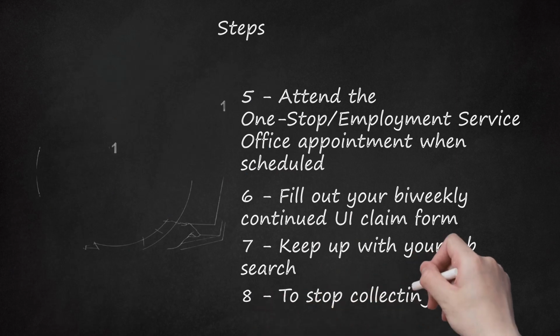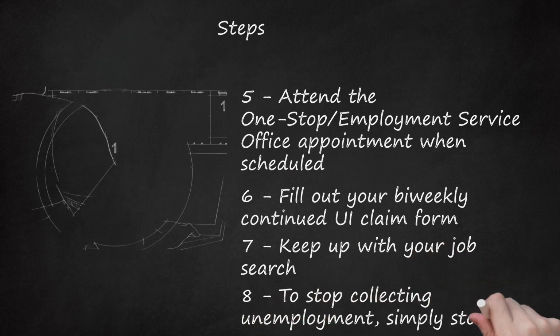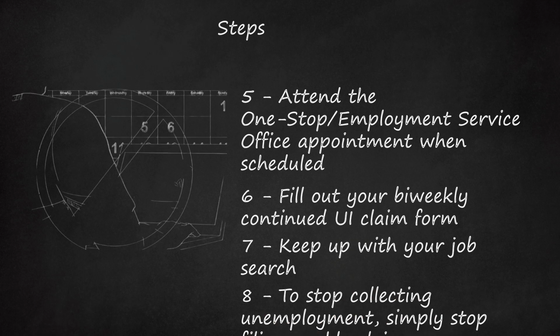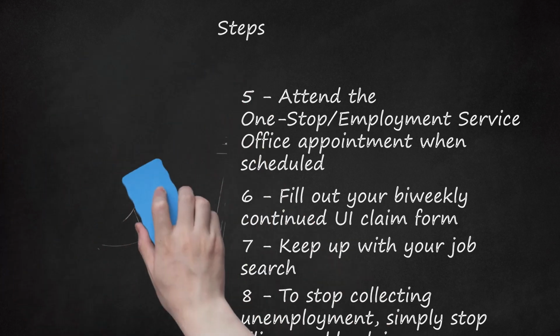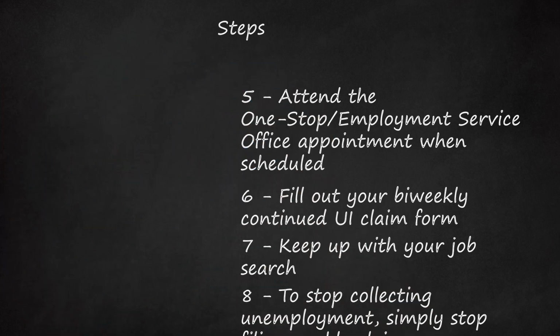Step 8. To stop collecting unemployment, simply stop filing weekly claims. You don't need to fill out any additional paperwork if you receive a full-time offer or decide that you would rather not receive benefits. Just stop filing the claims. If you are out of work again by the end of the year, contact the State Employment Development Agency and reapply. Your application will be much shorter if you've applied in the recent past.